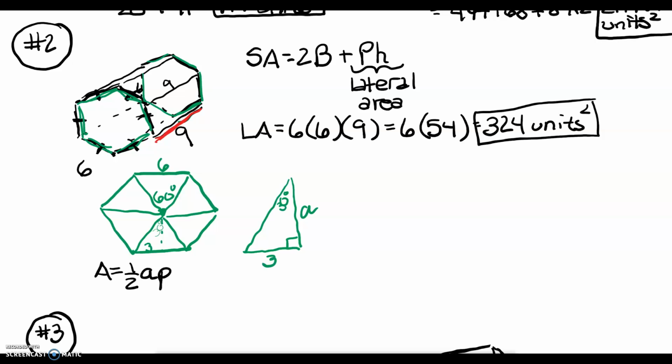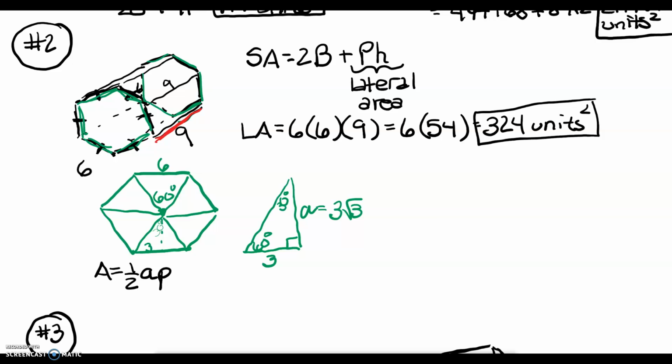All right, so we just need the apothem. So the 3 is the short side, the apothem is the long side. So this is going to be 3 radical 3. So remember to go from the short side of a 30, 60, 90 triangle to the long side of a 30, 60, 90 triangle, you multiply by radical 3.